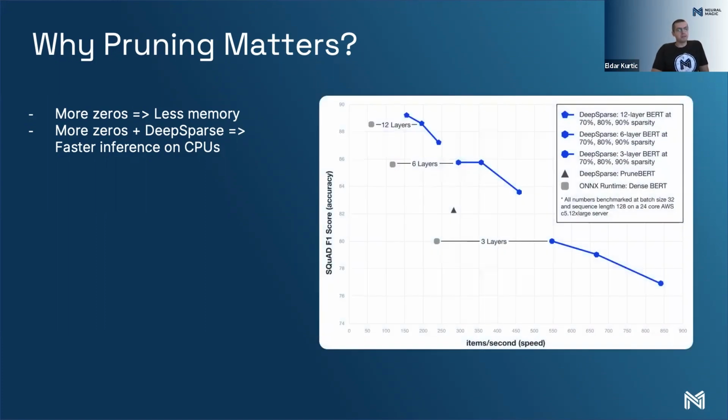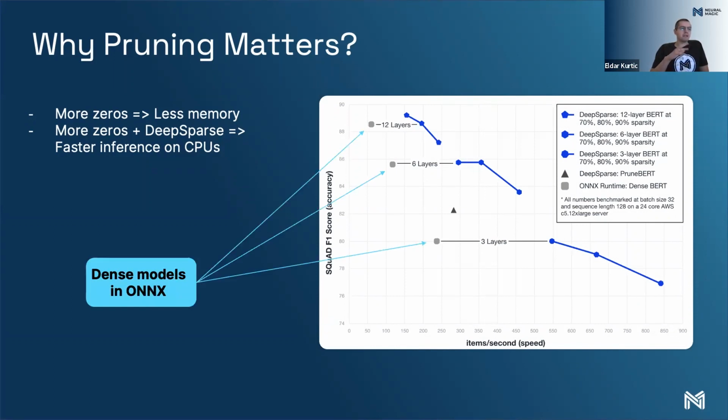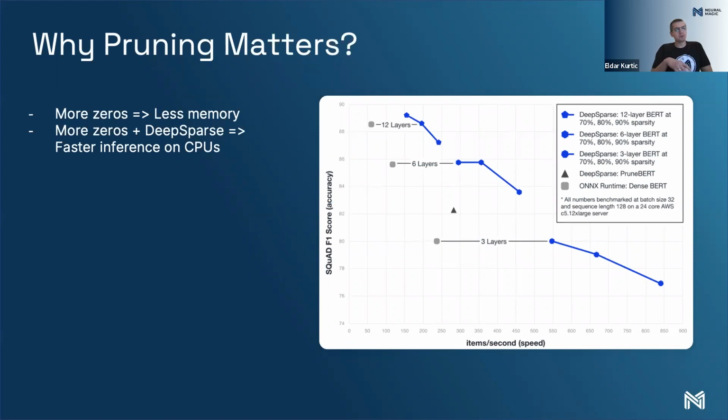Here on this plot, we are looking at the accuracy versus speedup of the standard BERT-based model on the standard question answering SQuAD dataset. And here, with these 3 gray dots, we are looking at 3 different variants of this model with 12, 6, and 3 layers. All these models are dense models running in the standard ONNX runtime. What we can see here with these blue graphs is that we actually tried to prune these models up to 70, 80, and 90% sparsity. And then we are running inference with these models in our sparsity-aware DeepSparse engine.